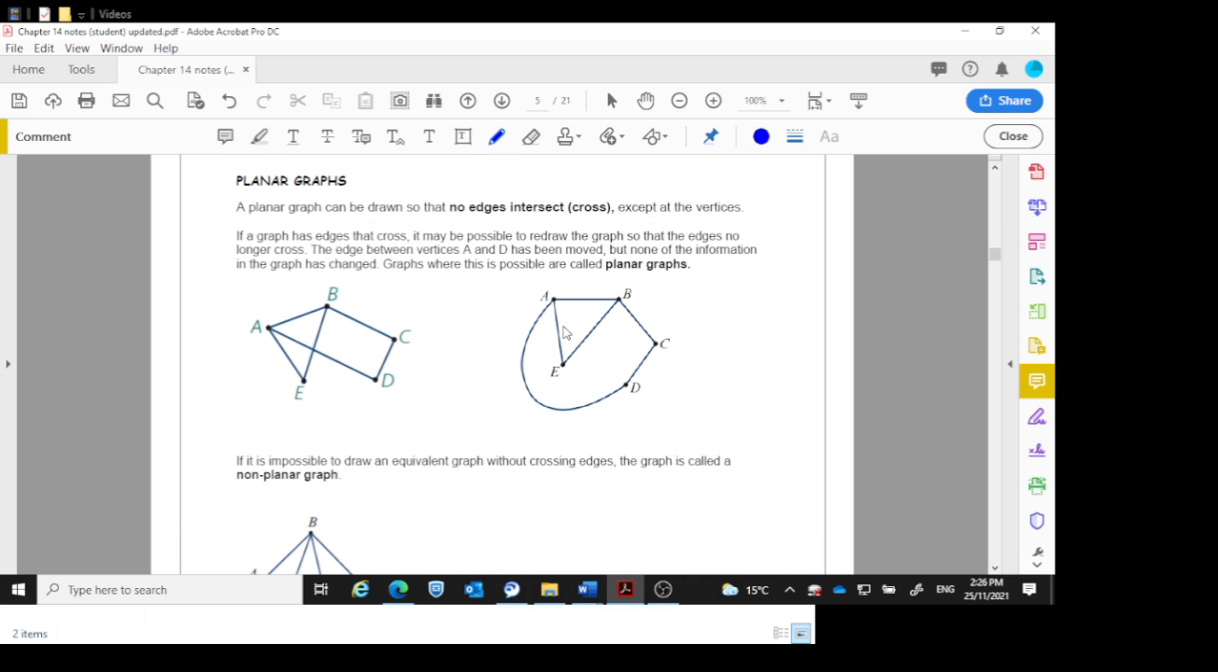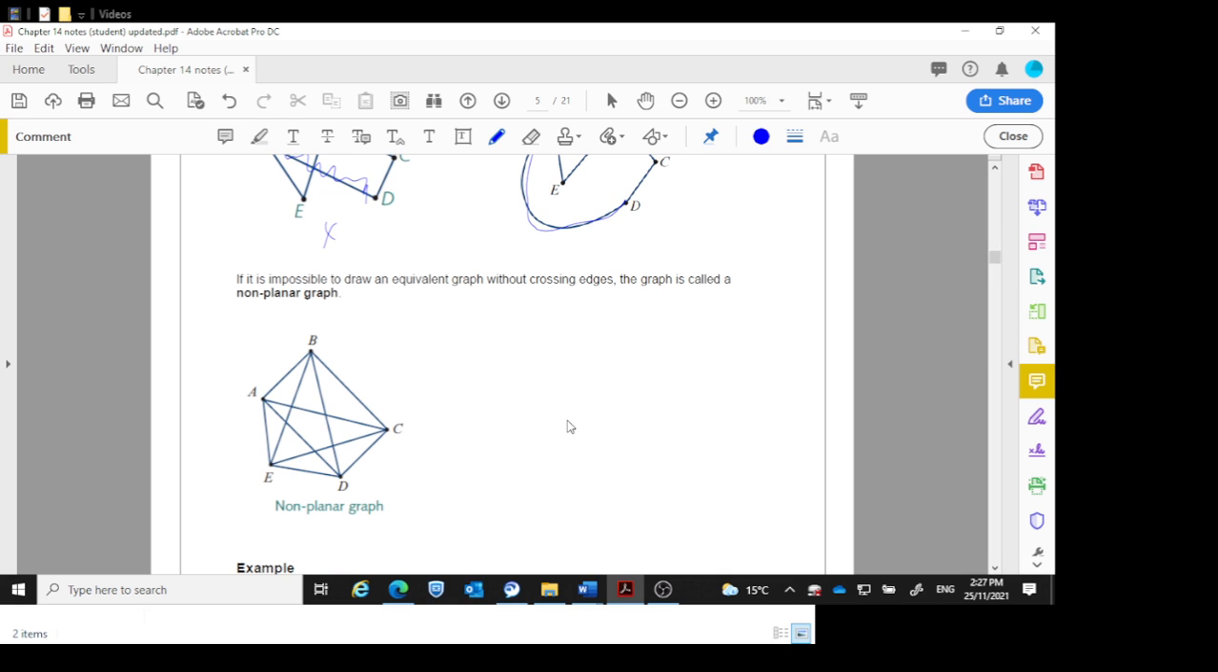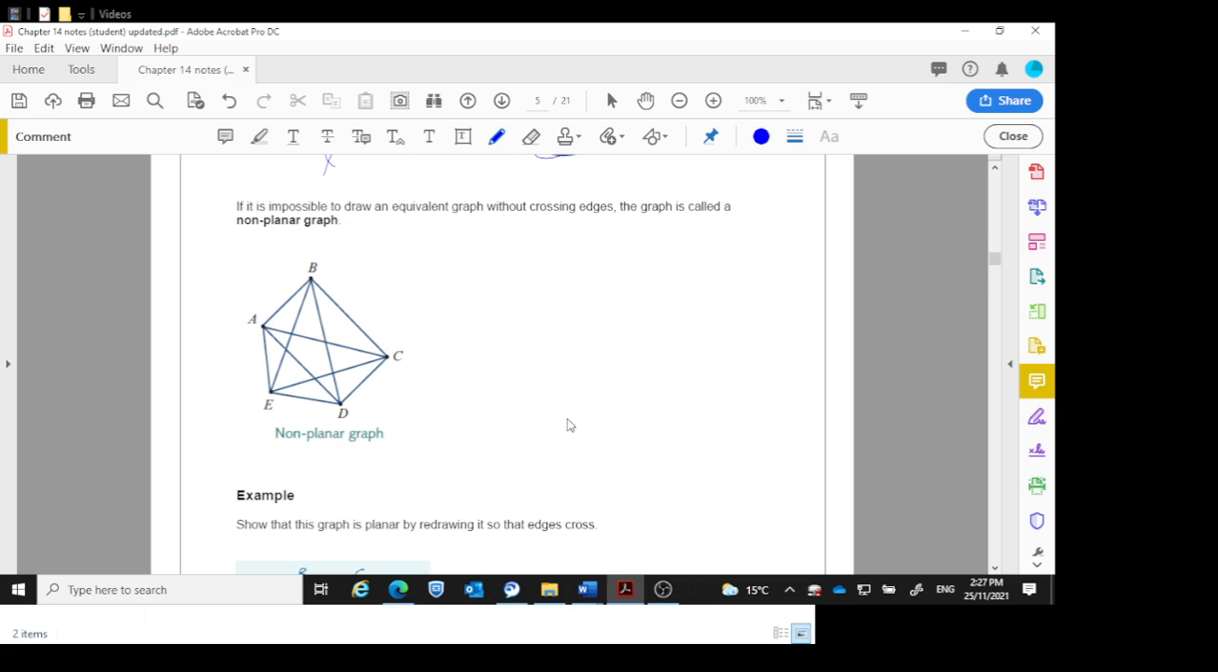Planar graphs. Planar graphs are graphs that do not intersect. Now, this one is not a planar graph the way it looks, but I can change this as I have over here in the next example. Instead of this line, I've removed this line and put it on the outside here. Now it is a planar graph. Just because it starts off not being a planar graph doesn't mean it's not. If we can't draw it where no edges cross, then it is not a planar graph.